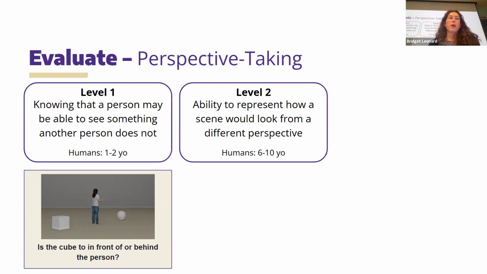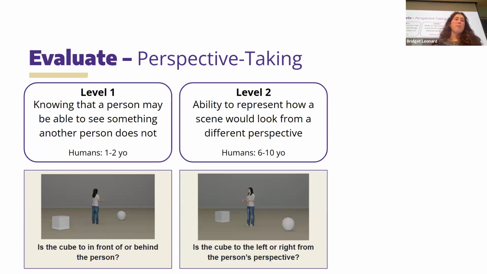And level 2 is a little more complex. It's more about the ability to represent how a scene could look different from someone else's perspective. And this has a really late developmental trajectory. It's around 6 to 10 years old. And you can examine it by asking some left and right questions.